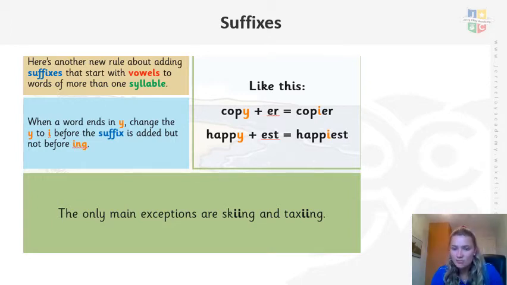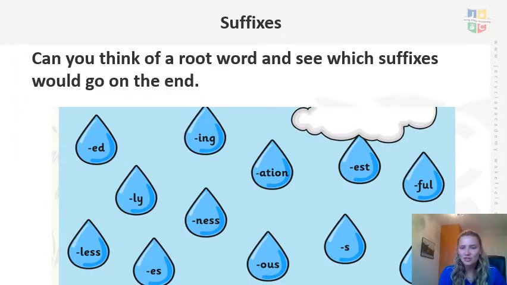So there are some exceptions. So skiing and taxiing, because ski is spelled S K I, we would not need to change it, we would just add ing on the end. Same with taxi, if it ends in an i, we will just add ing on the end as well. So here are some examples. So this is your task now.